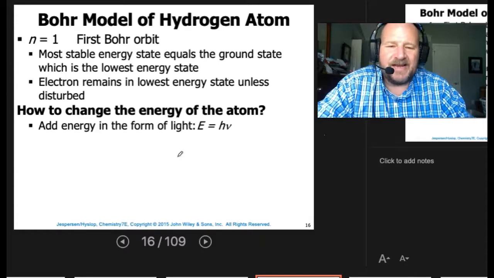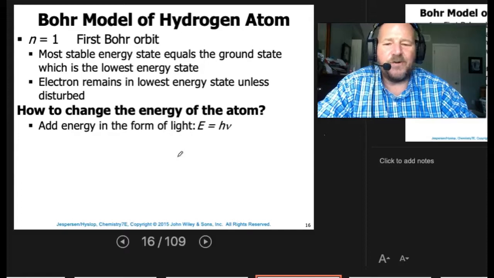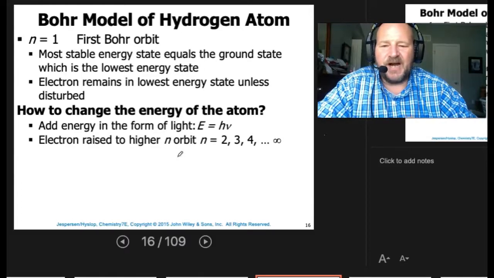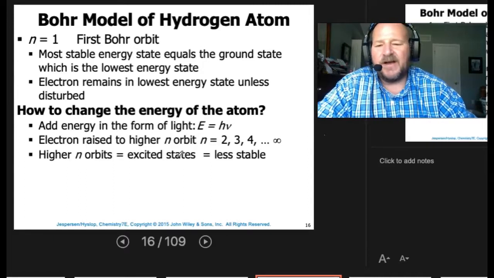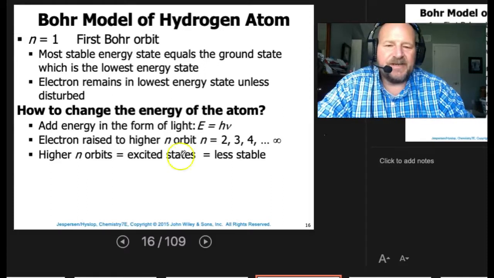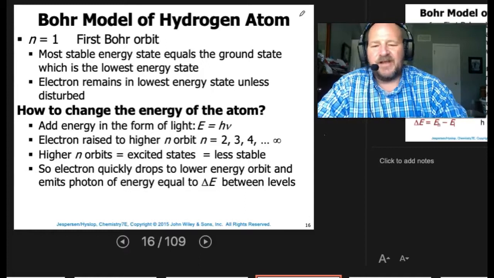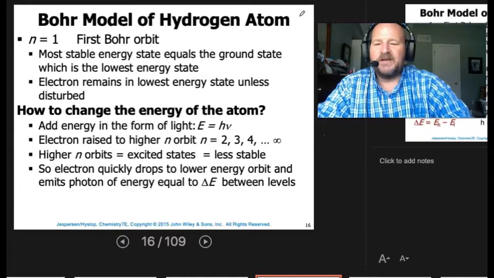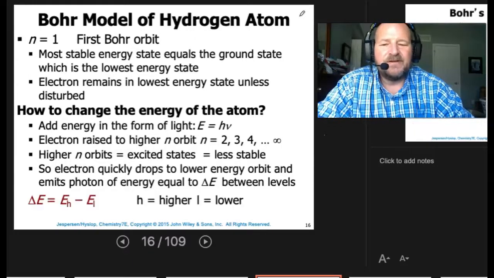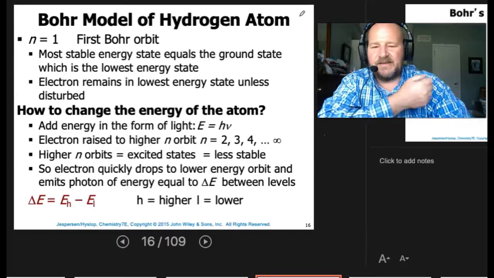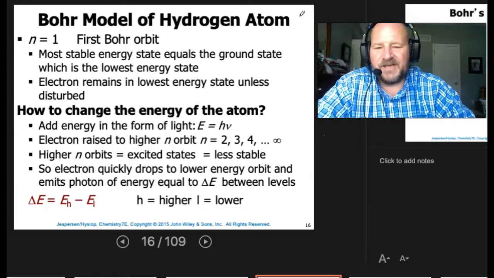So we're going to hit it with some light. When we hit it with light, that light has to equal, remember, h nu. So E equals h nu. That's going to be our photon, our quantum. The electron is then raised to a higher n orbit, whether it be 2, 3, 4, all the way out to infinity. The higher n orbits will equal excited states. And of course, whenever we have an excited state, we say that's going to be less stable. So the electron will quickly drop to a lower energy orbit and emit a photon of energy equal to delta E between the levels. So now we can say that delta E, that energy that's going to be emitted, is equal to E_H minus E_L, which is the higher and the lower orbitals.